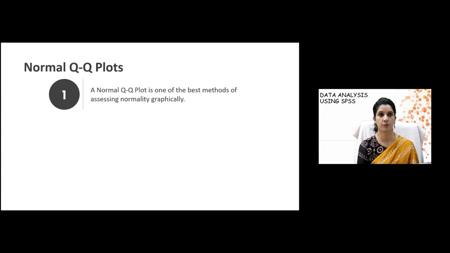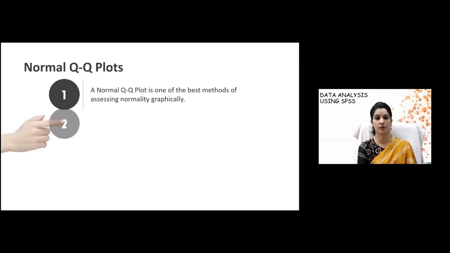Then coming to the QQ plot. The full form is quantile plot. It is one of the best methods to assess normality graphically. So we will be using Shapiro-Wilk and QQ plot for all our sessions for the assessment of normality. Since the demo sheet I will be showing has a sample size of 193, which is more than 50, I will be using the subjective way, that is the QQ plot, for the assessment of normality.